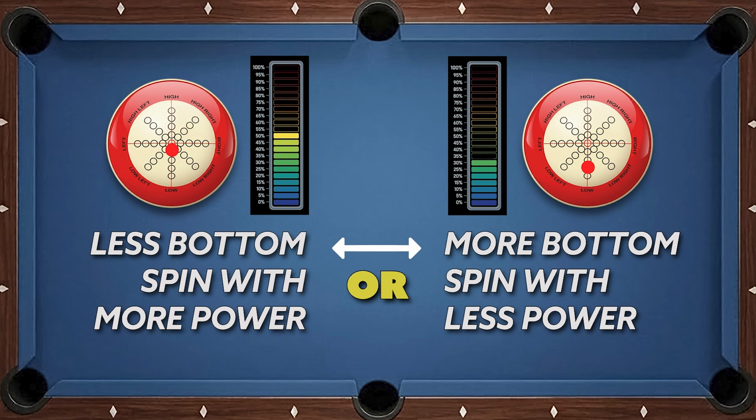So this is a very important fact that you need to remember. You can either use less spin with more power or more spin with less power. They both equal the same result.